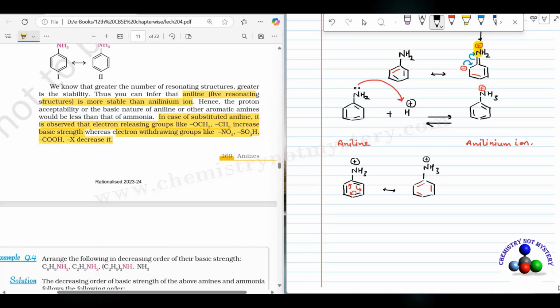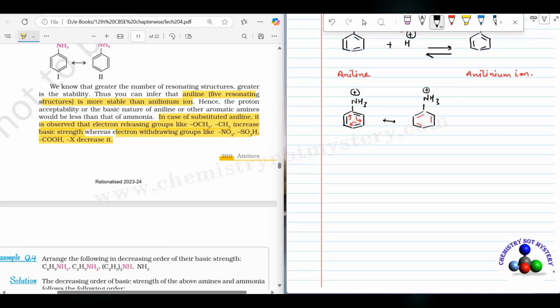Now let's try to understand it. In case of electron releasing groups, so this is benzene. It is bonded to NH2. So this is aniline. In case of aniline, if electron donating groups are bonded to ortho or para positions. This is the electron donating group.